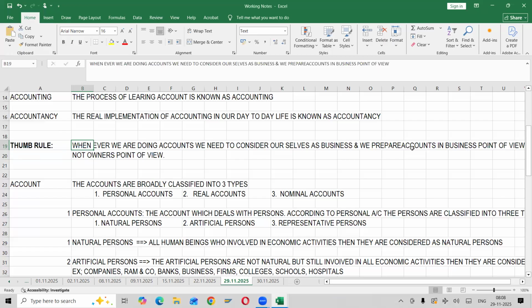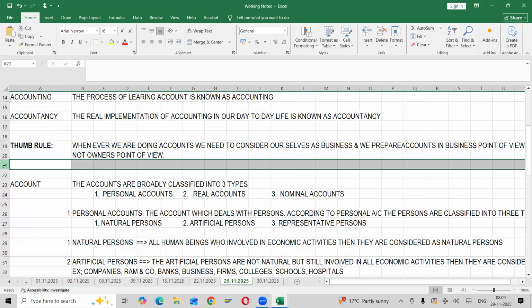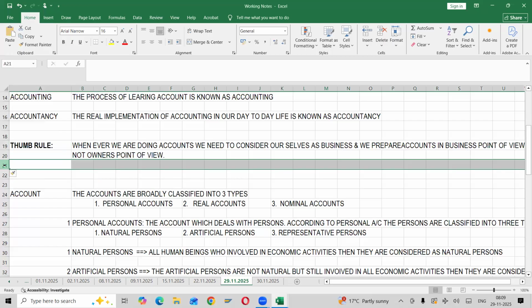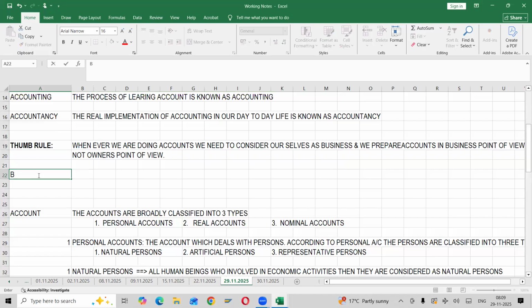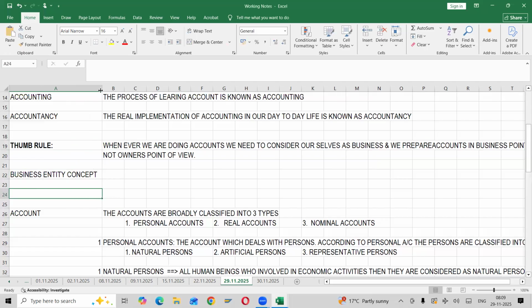Why is this thumb rule followed? There is a concept in accounts, remember that, the separate legal business entity concept. Business entity concept. What do you mean by business entity concept? This is a thumb rule we follow.